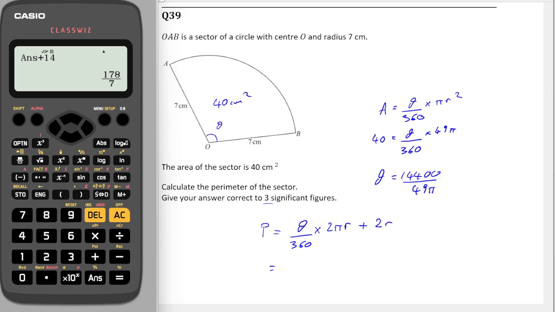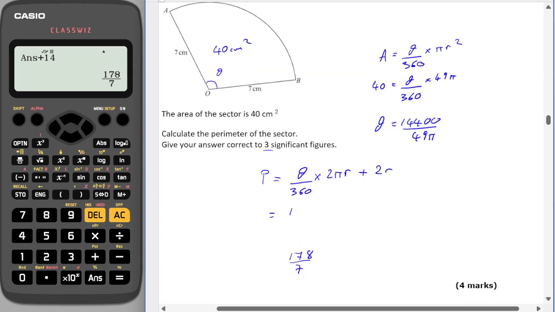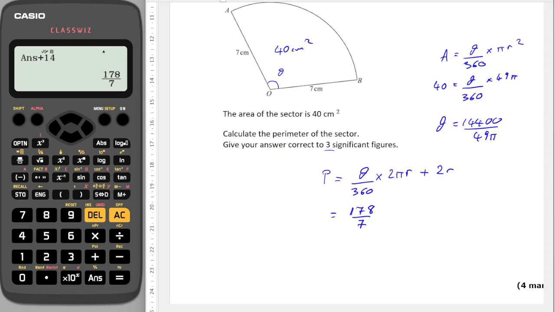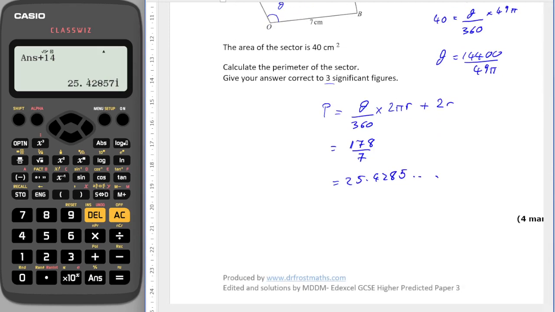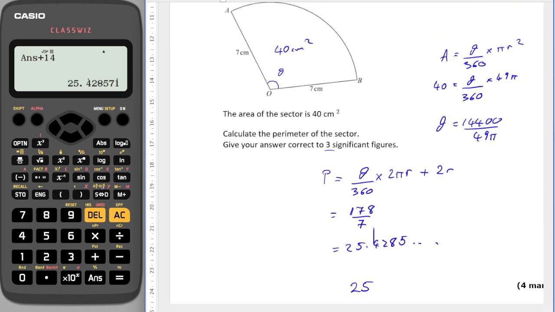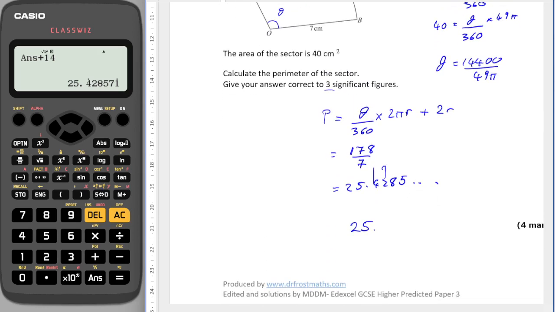So let's give it as a fraction first of all. So I'll make it 178 over 7, which as a decimal is going to give me 25.4285 dot dot dot. Show that I've not rounded. So to 3 significant figures, I'm looking at 25.4.